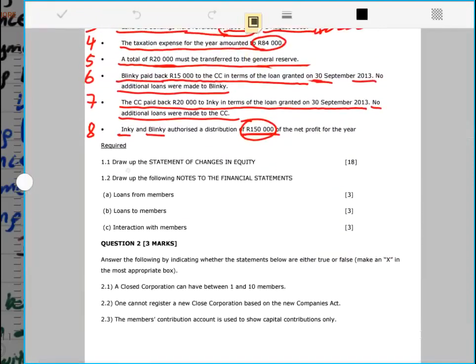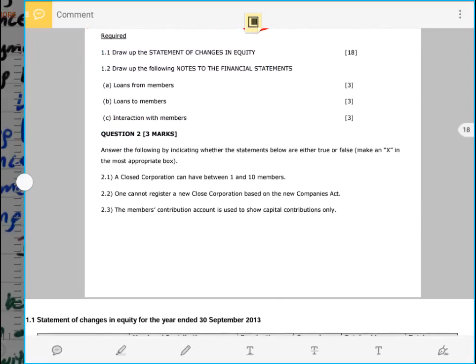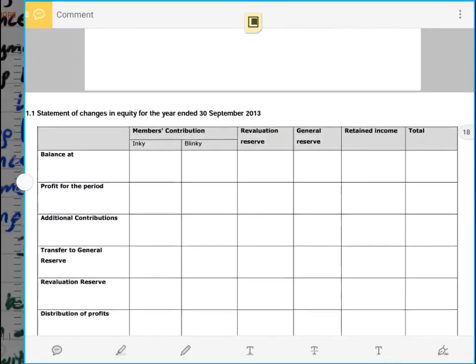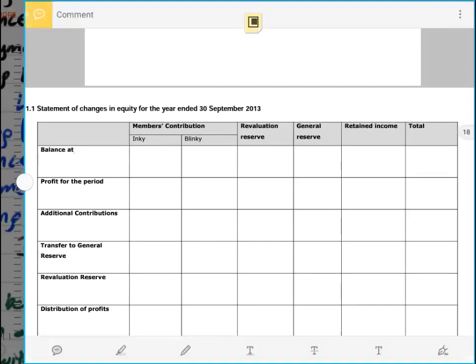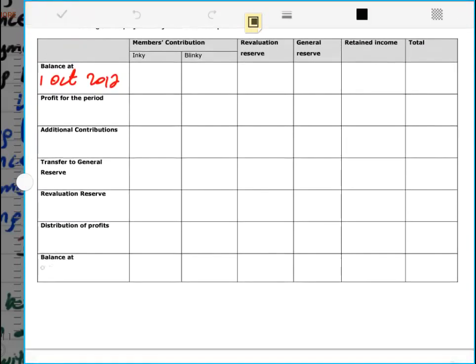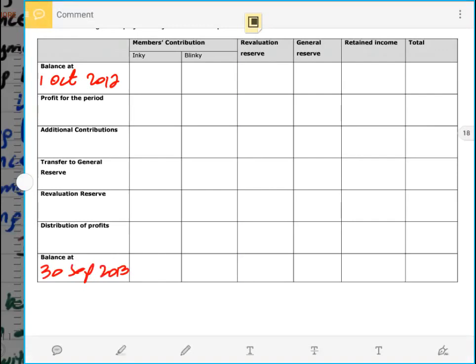So now in the requirements, we are required to draw the statement of changes in equity for the CC, loan from members, loan to members, and interaction. Remember, interaction is transaction with members. All the expenses and the incomes that were paid and received to members or from members will be accounted under number C. Then we start with the opening balance on the 1st of October, which is the beginning of the year 2012. And we know that at the end of the year it will be 30th of September in the year 2013, the end of the accounting period.